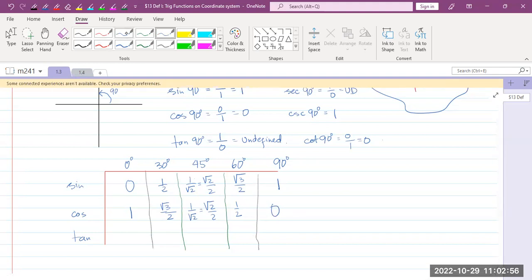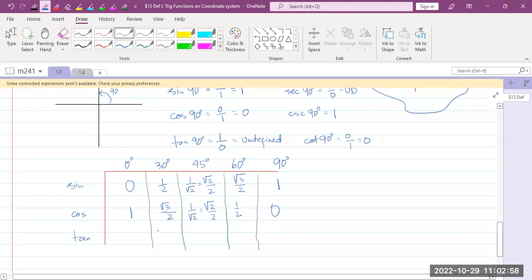Okay. Now, how about tangent? Tangent 30 degrees is 1 over radical 3, which is radical 3 over 3. Tangent 45 degrees is 1, tangent 60 degrees is radical 3. Tangent 90 degrees, as we have seen above, is undefined, while tangent 0 degrees you will see is equal to 0.